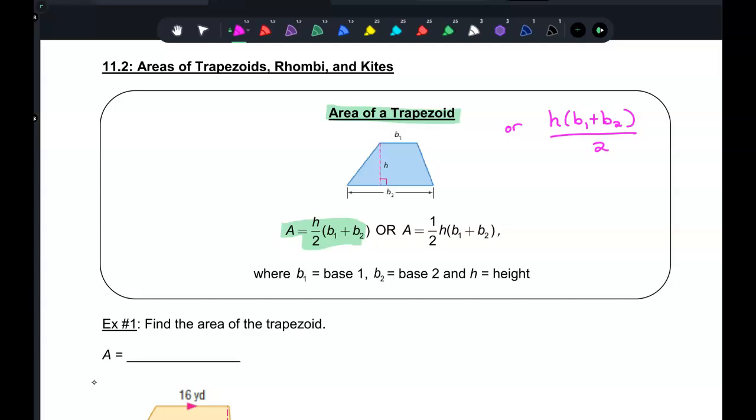Okay, these are all fine. They're just slight variations of the same thing. Multiplying by 1/2 is the same as dividing by 2. I like divided by 2.